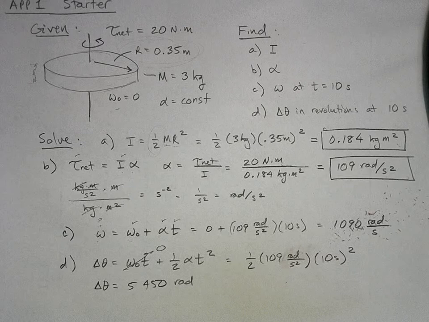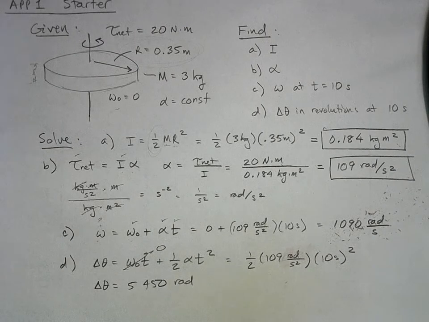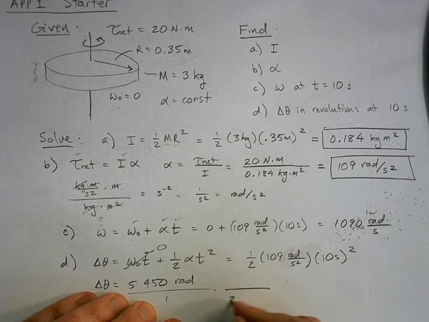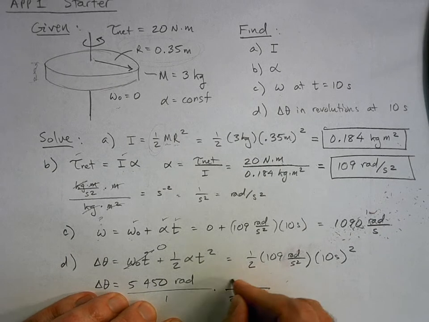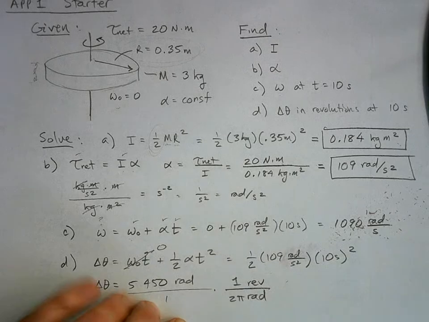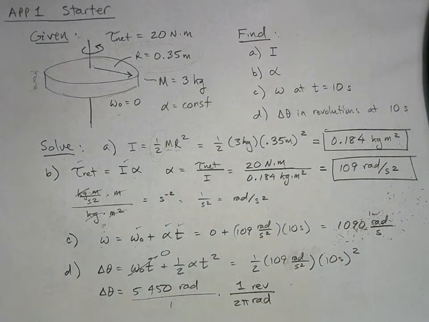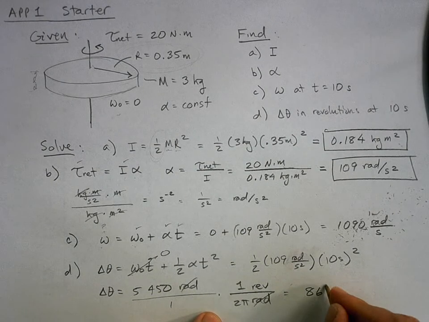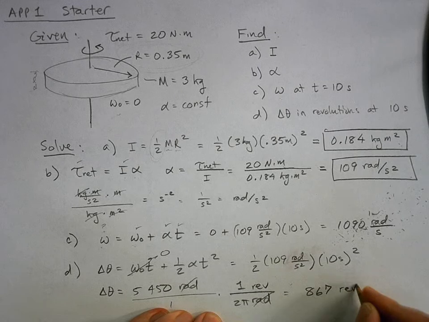But we want that in revolutions. Well, there are 2 pi radians in 1 revolution. Remember that conversion, how many radians are there in 1 revolution? Well, there's 2 pi radians. And when you divide that by 2 pi, you get 867 revolutions.